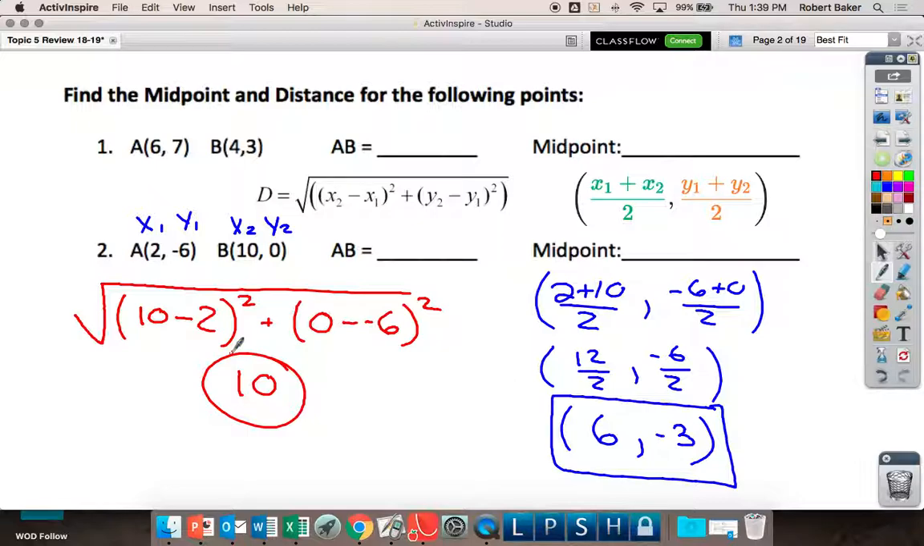So x2, sorry, disregard that line, minus x1, and then y2 minus y1. I'll give you this formula on the test. You just gotta plug them in the right order. So you can do it by hand or in your calculator. It doesn't really matter. So I'll leave the first question for you.